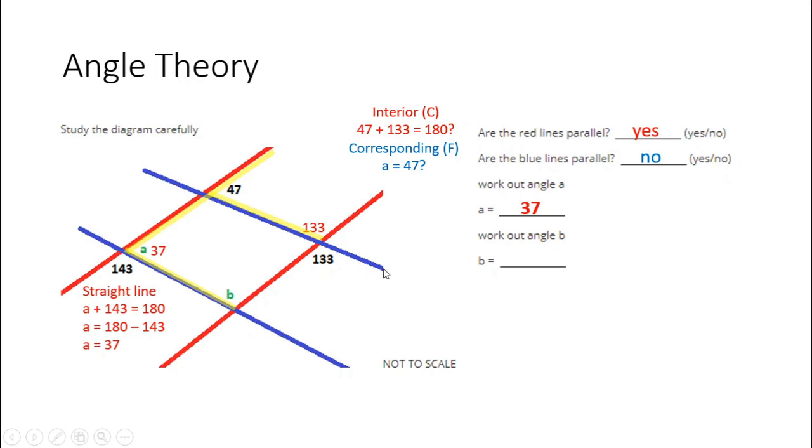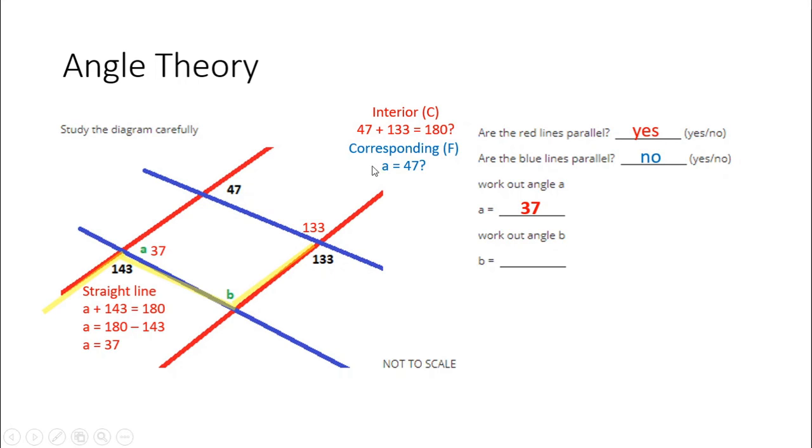So don't try and use this blue line here with this transversal and this blue line here and tell me that that's a Z pattern. B is not an alternate angle to 133 because the blue lines are not parallel. So to find angle B, we're going to need to use some other rule, either using the fact that the red lines are parallel or some other rule.